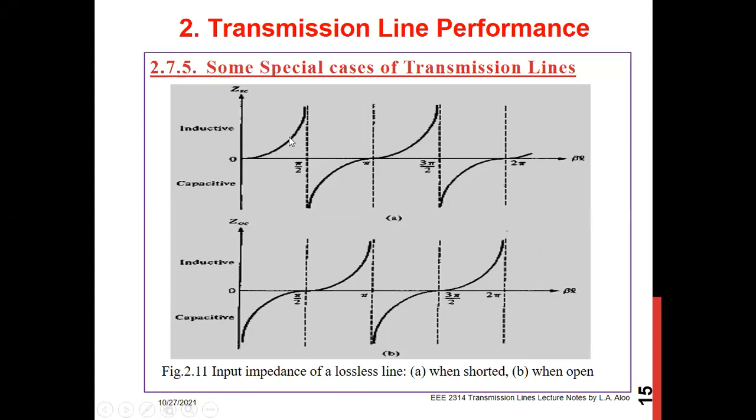Now, in the short circuit scenario, looking at the waveform, we begin when it is inductive during the first 90 degrees. Then it will go to capacitive between 90 degrees and 180 degrees. Then become again inductive, then again capacitive, and so on and so forth.